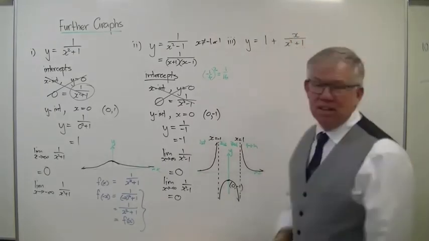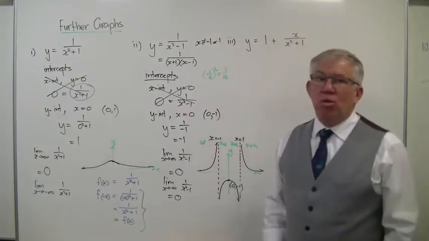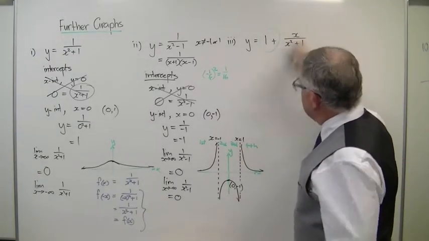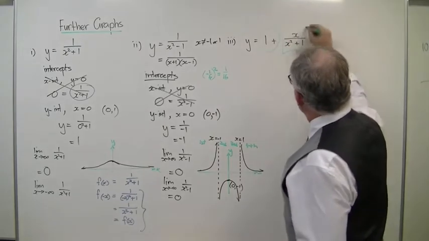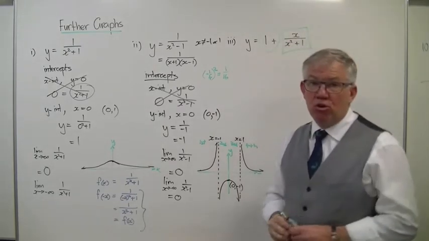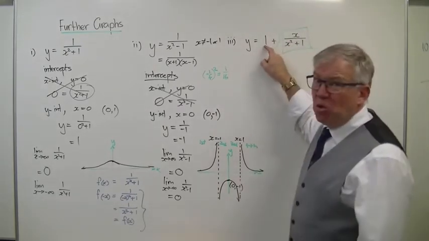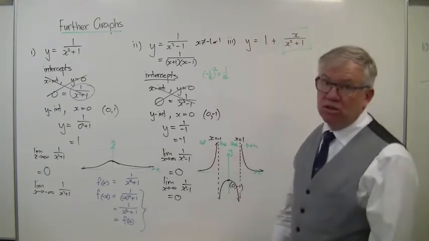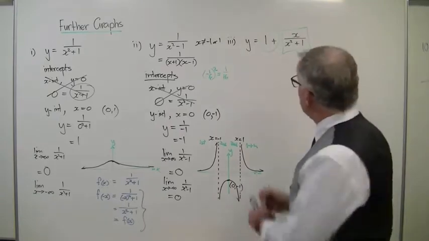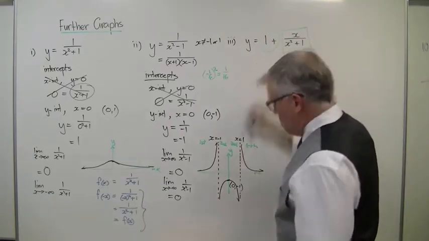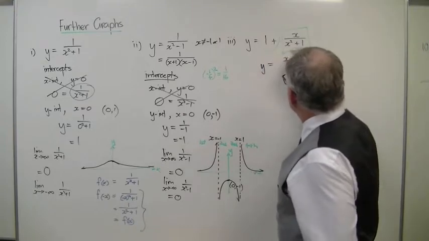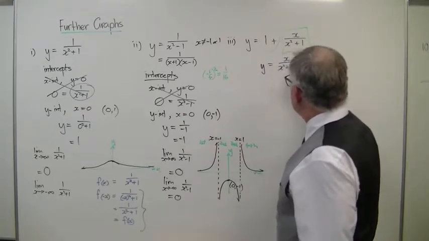That's a good thing. Here's a tactic that you might like to use in dealing with this. This 1 at the front is going to take whatever curve we've got in here, which is the interesting part of the whole curve, and shift the whole curve up 1 unit. So it might be helpful to consider what we would have if we had y equals x on x squared plus 1.